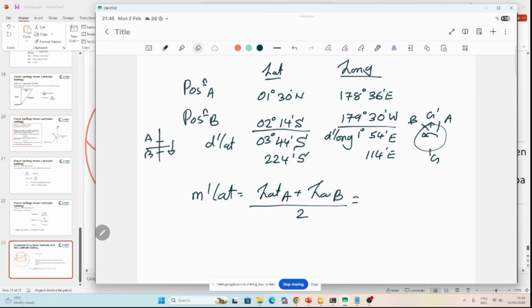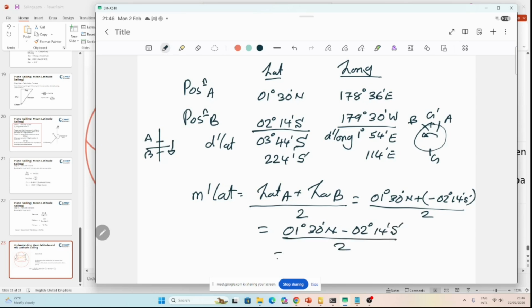Okay. So latitude A is north, that is 1 degrees 30 minutes north, plus I told you to take south as minus. So in this case minus 2 degrees 14 minutes south, divided by 2. So you can see plus and minus is minus.